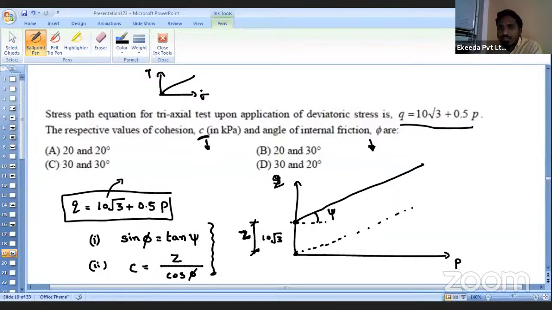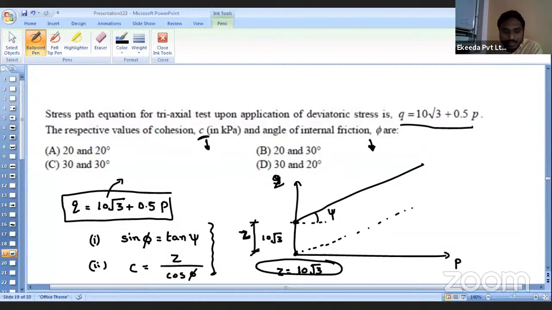Even for the variation of tau and sigma, or the stress path variation, if the curve is starting from the origin, then without doing any calculation, we can say that your cohesion is equal to 0. But here there is some y ordinate, so definitely you have a z value. From the given question, z is equal to 10 root 3. And if we want to know the cohesion, then obviously we should know the phi value.